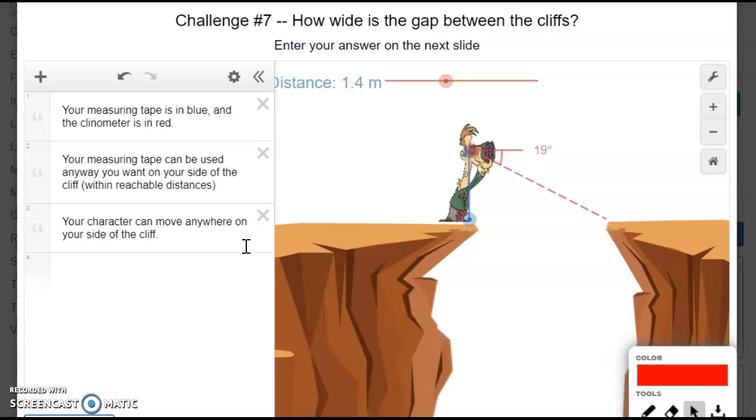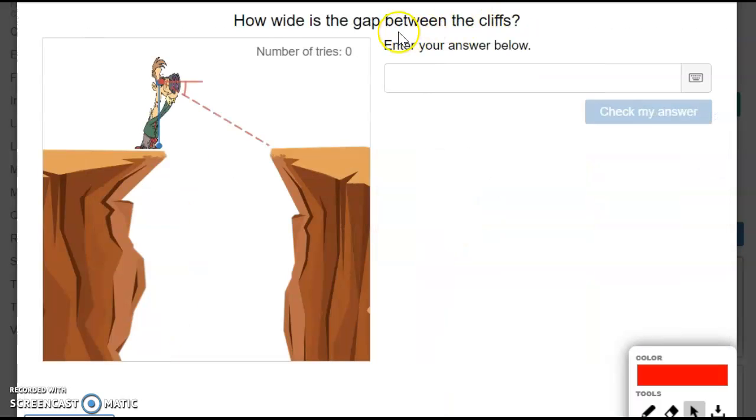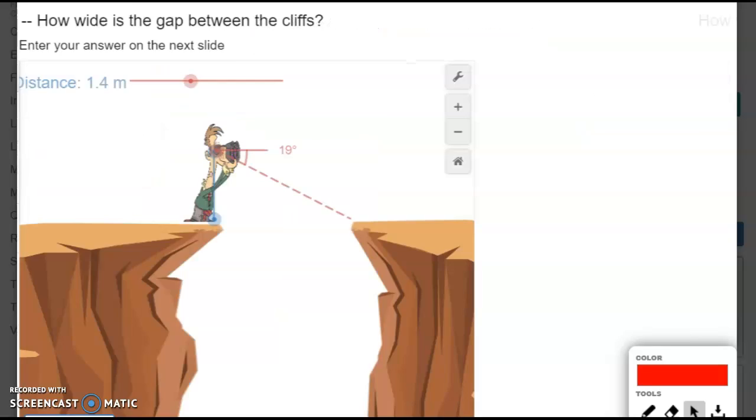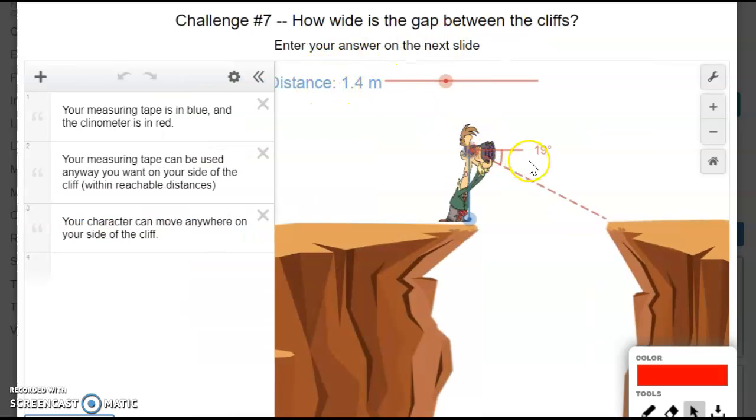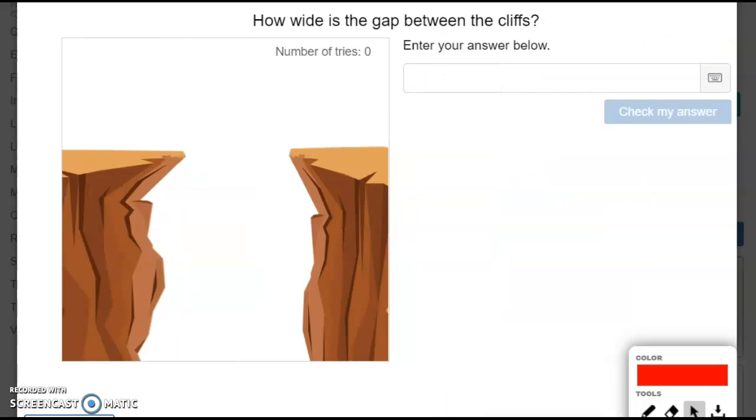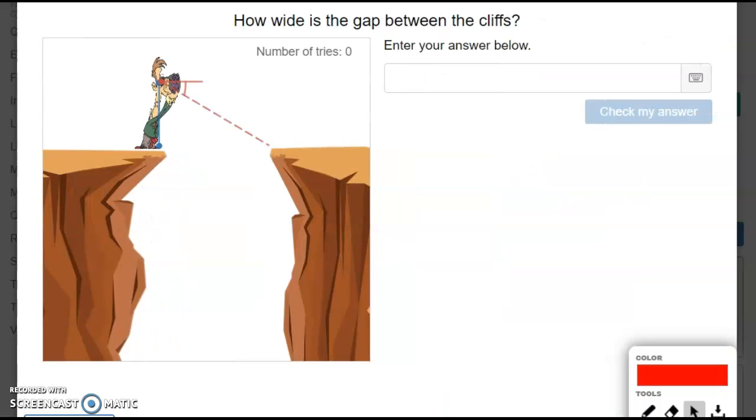I am going to answer on the next slide. So let's see if this will translate to the other side. All right, so good. We know that this is 1.4 meters and it's 19 degrees. So let's work over here. I know that this is 1.4 meters, that's the height from the ground to the eye level, and that's 29 degrees. Actually, it was 19 degrees.